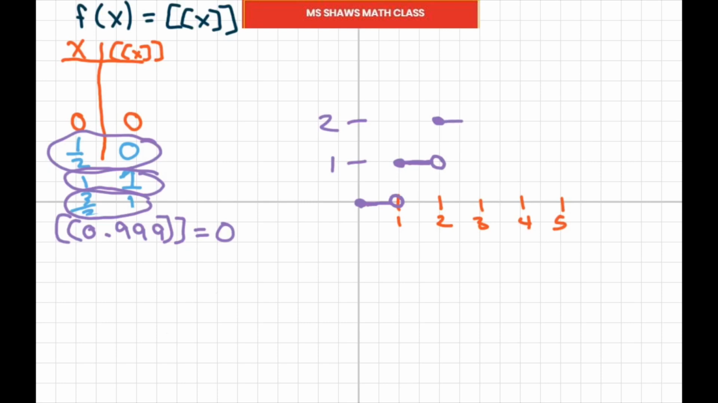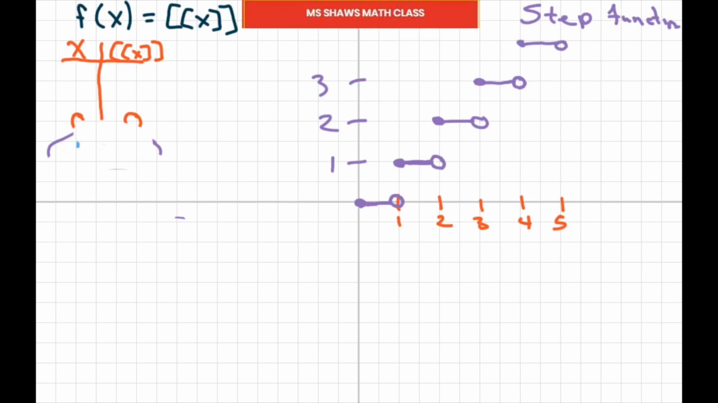Okay, and if you see the pattern here, it's just going to keep going like this. So 3 goes to 3, and then 4 would jump up to 4 and so forth. And that's why this is also known as the step function. It looks like stair steps. Now, let's go and look. I'm going to clean this up a little because it looks kind of messy. Let's look at some negatives.